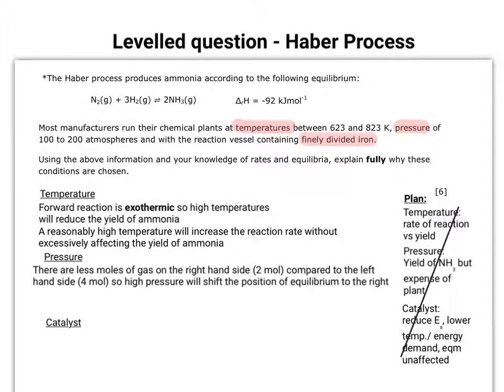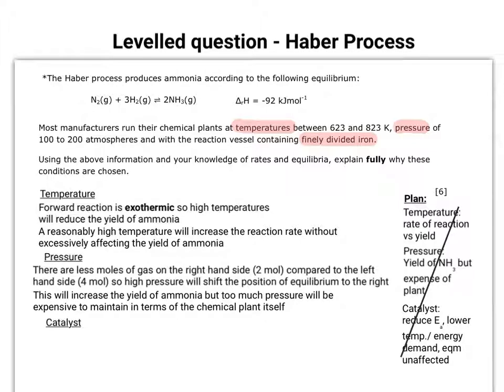So you need to explain that there's fewer moles of gas on the right hand side compared to the left hand side. So high pressure will shift the position of equilibrium to the right. So you need to say that this will increase the yield of ammonia, but also put in the fact that too much pressure will be expensive to maintain, also possibly dangerous if there's a leak of gas such as toxic ammonia, in terms of the chemical plant itself.